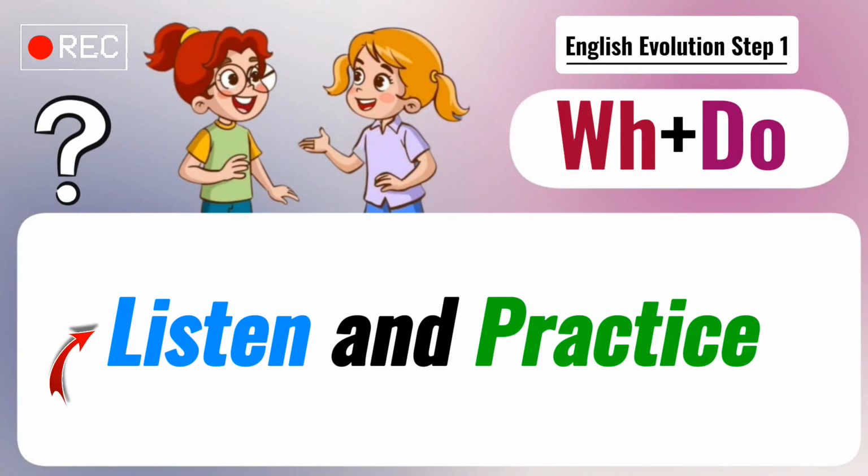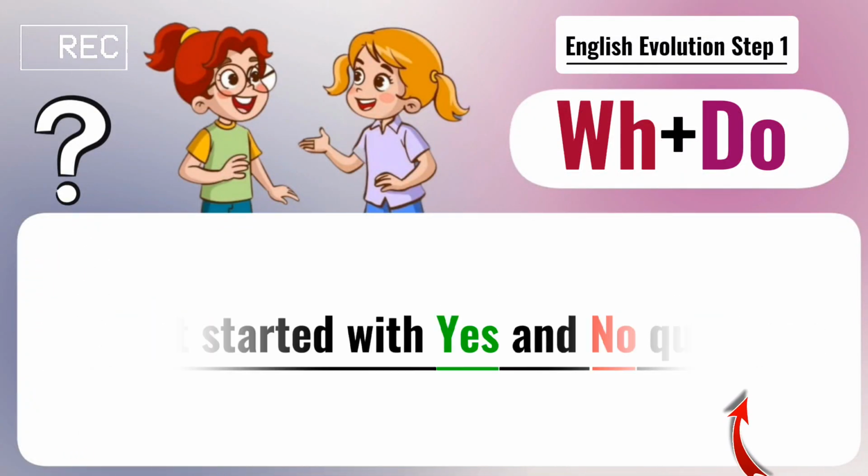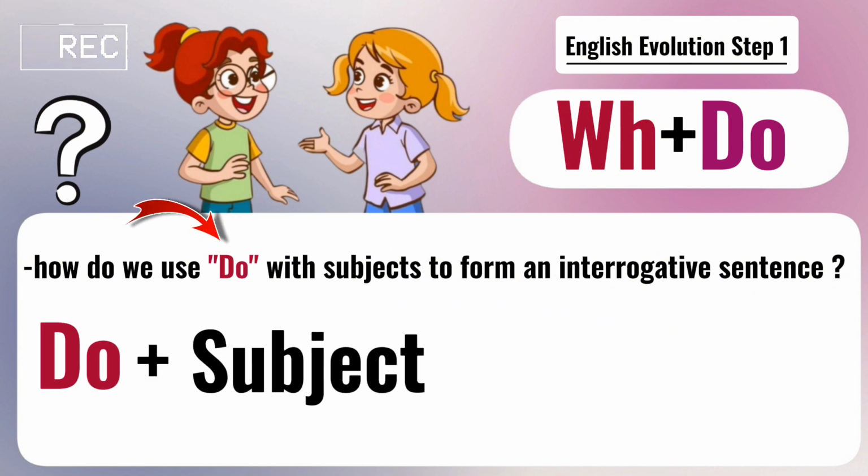Listen and practice. Let's get started with yes and no questions. How do we use do with subjects to form an interrogative sentence? Very good question. First one, structure. We use do with yes or no questions plus one of these for subjects.